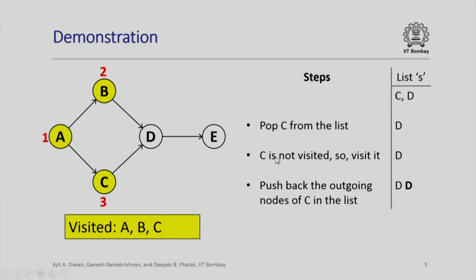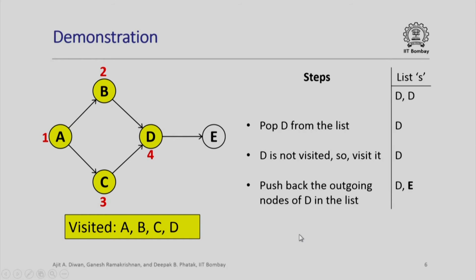Next, we pop from the list. Again, C will be popped and not D because this is a queue. Since C is popped, only D remains on the list. Since C is not visited, we will visit it. C has only one outgoing edge to D, and therefore, D will get inserted on the list. Notice that the list now contains D twice, once because it was already there earlier, and next because C has an outgoing edge to D, and therefore, that will get pushed back onto the list. Please note that the visiting order is A, B and C so far.